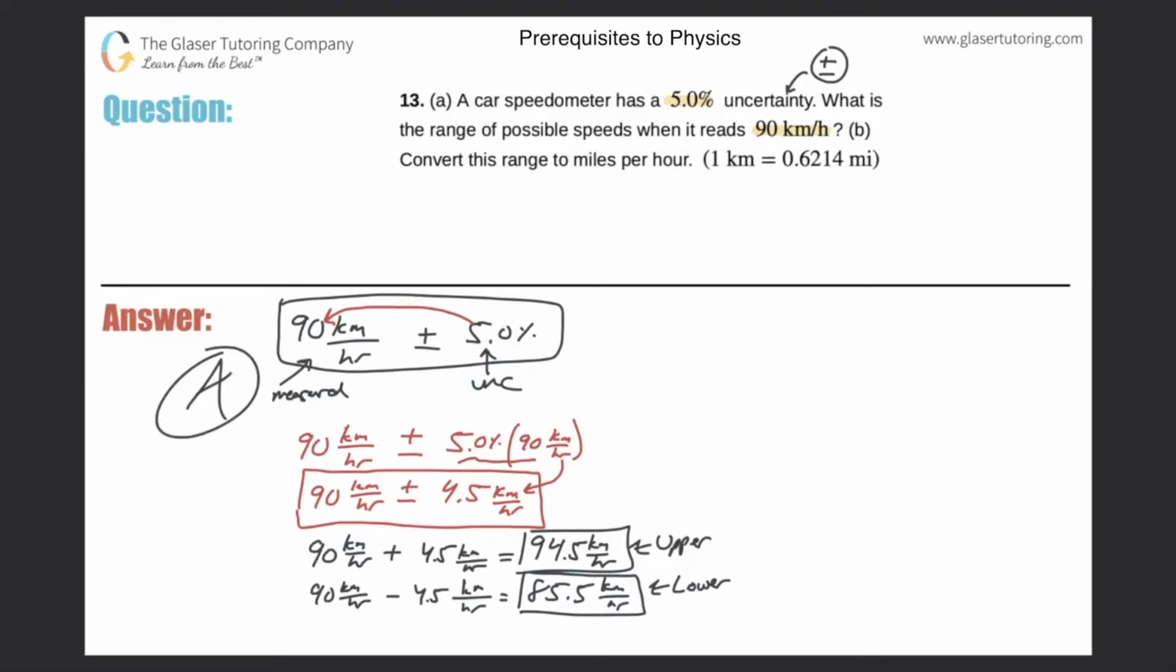So this was A. Now let's take a look at part B. It says, convert this range to miles per hour. Great. So basically I'm looking to do two conversions. I have to convert the upper value to miles per hour, and then convert the lower value to miles per hour. So let's write down 94.5 kilometers per hour. We have to convert that into miles per hour.